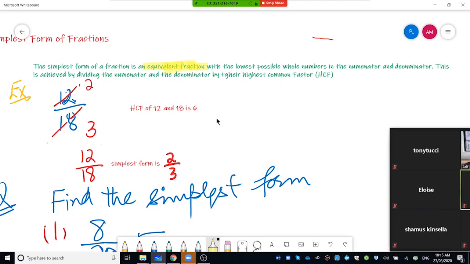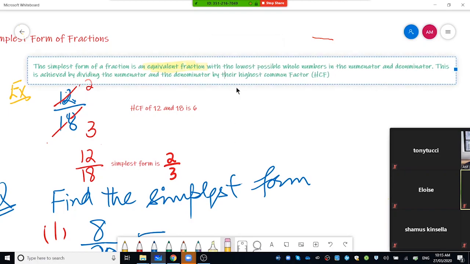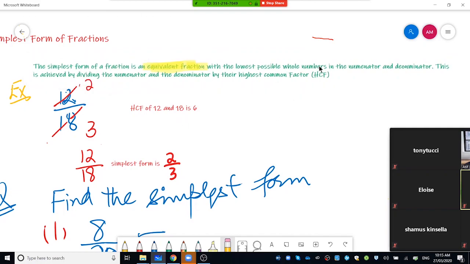It is in fact an equivalent fraction, but something is peculiar with this fraction: it has the lowest possible whole numbers in the numerator and denominator. How is it achieved? This is achieved by dividing the denominator and the numerator by their highest common factor. There was a typing mistake, I just corrected it.